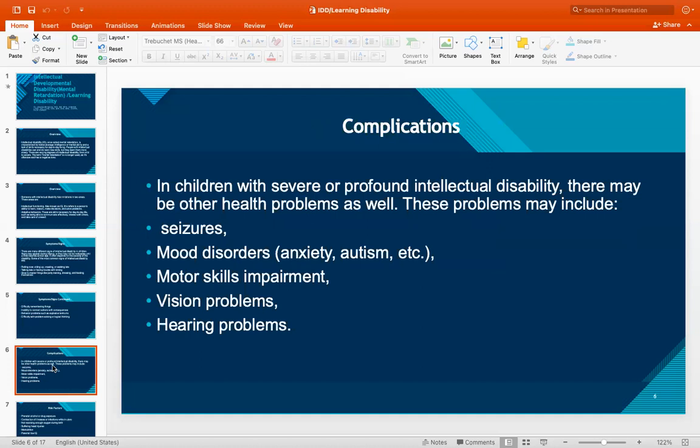So moving right along, some of the complications in children with severe or profound intellectual disability. We may see other things going on like health problems as well. Some of those health problems could be seizures, mood disorder, anxiety, autism. We're looking at motor skills impairment sometimes, as well as vision problems and hearing problems. Something I do tell families, and professionals, is to look at getting early prevention with early childhood development. That's always a good plus to have.